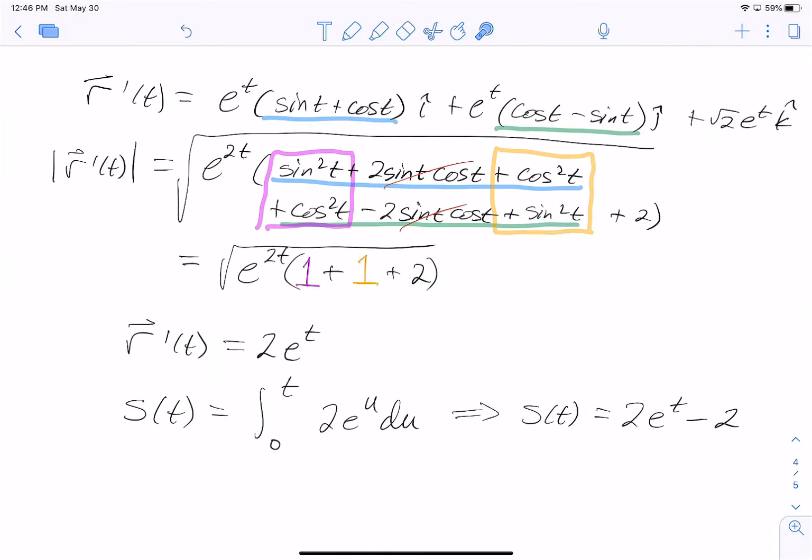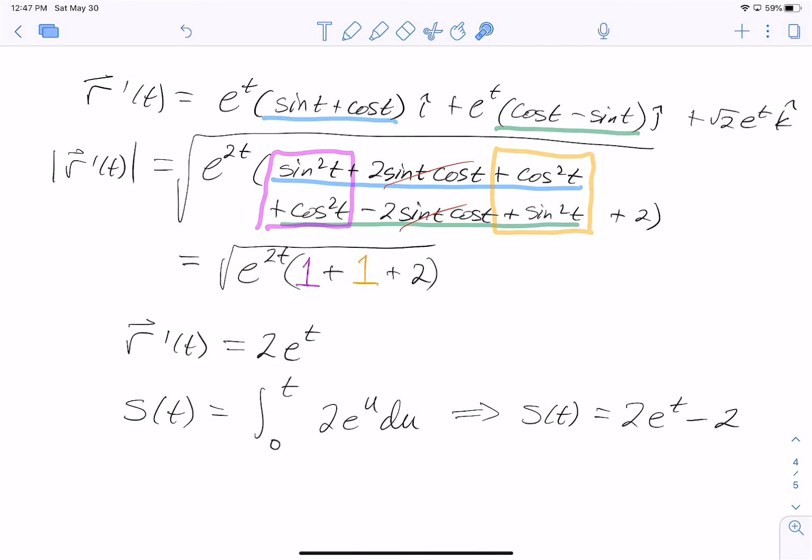Squaring each of these is going to give us a factor of e to the 2t. So I've factored that out of the work that we're going to see here. And then squaring the binomial sine of t plus cosine of t, and then squaring the other binomial cosine of t minus the sine of t, we end up with two instances of sine squared of t plus cosine squared of t. Those each become 1.